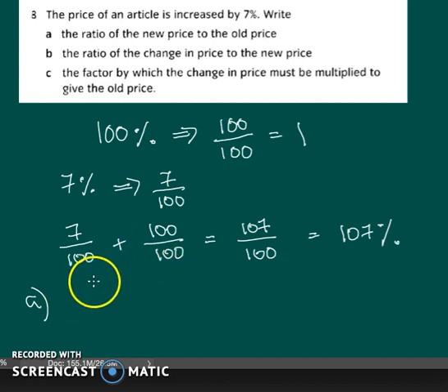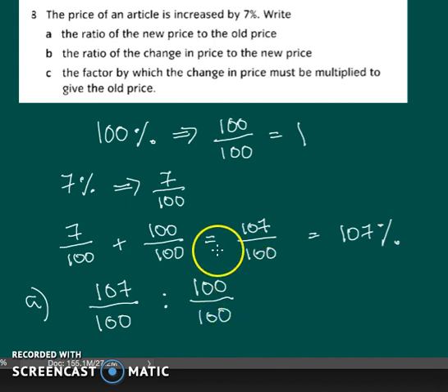Okay, well, let's think about this in terms of fractions. So the new price being 107 over 100 to the old price, which is 100 over 100. Well, we can multiply both sides by 100 to get rid of the denominators. And that leaves us with a ratio of 107 to 100.